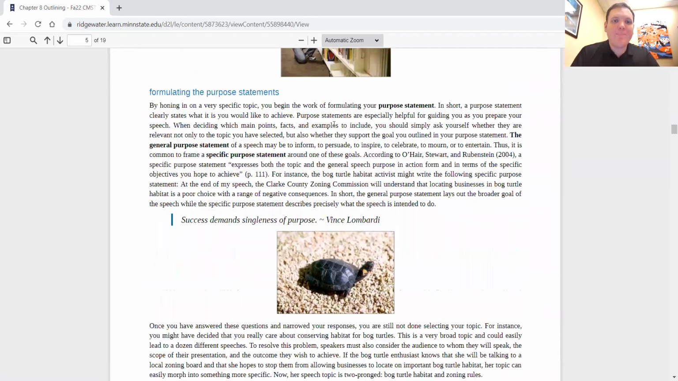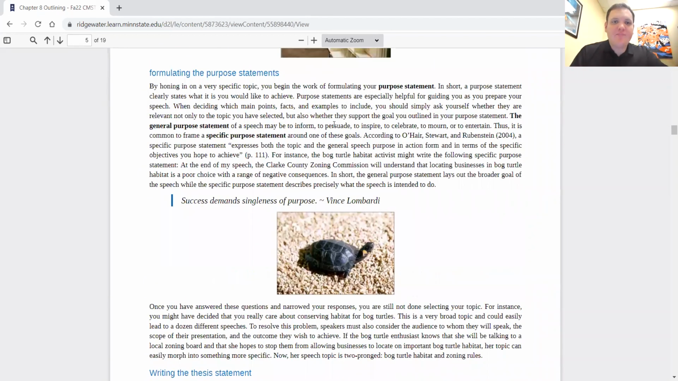So we can formulate purpose statements. When you're honing in on that specific topic, we're going to work on the purpose statement. A purpose statement clearly states what you would like to achieve as a result of the speech. There are general purpose statements. The general purpose may be to inform, if you're giving an informative speech, to persuade, to inspire, to celebrate, to mourn, or to entertain.